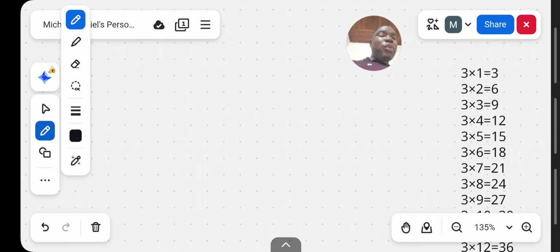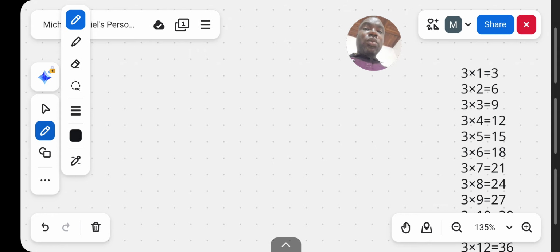Okay, we're still working on division. In our previous video, we dealt with dividing to get a remainder. So you have to watch that video before you can get this. If you don't watch that video, I don't think you'll be able to understand this if you don't understand division with remainders.